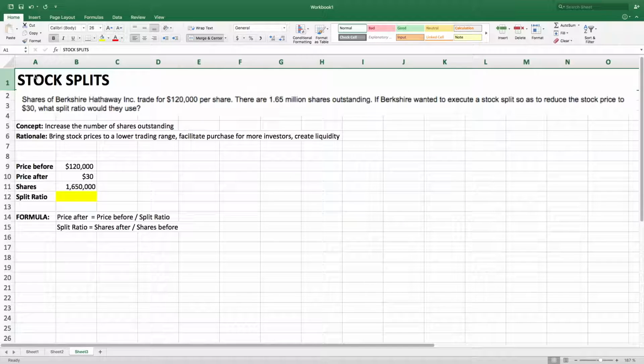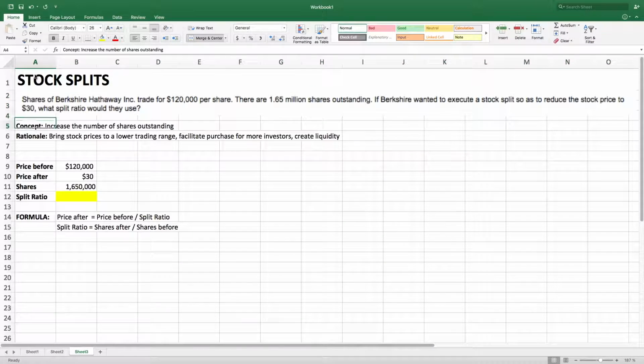So now let's go over the rationale: why would a company want to do a stock split in the first place? Since the company's value does not change because of a stock split, the only thing that changes is the amount of shares outstanding. The price following a stock split always decreases because the value of the company is the same, but there are more shares outstanding. What that does is bring the stock price to a lower trading range.